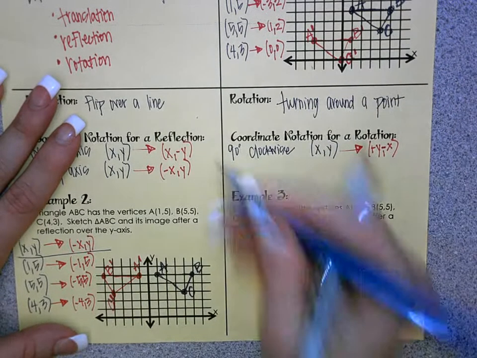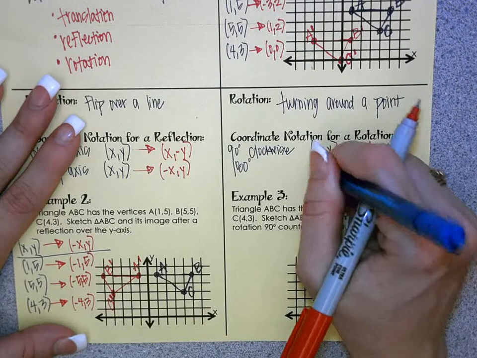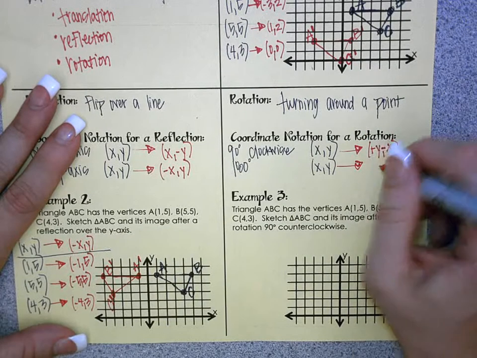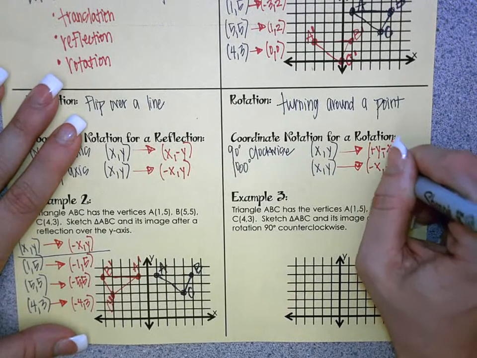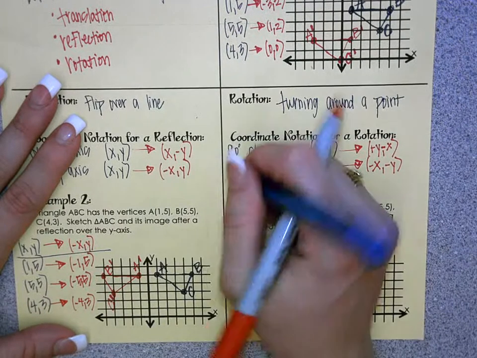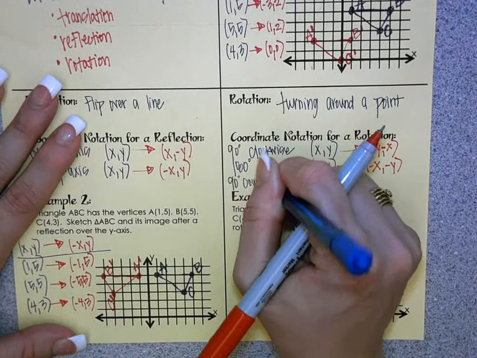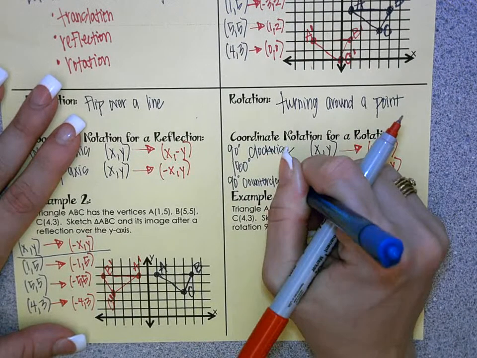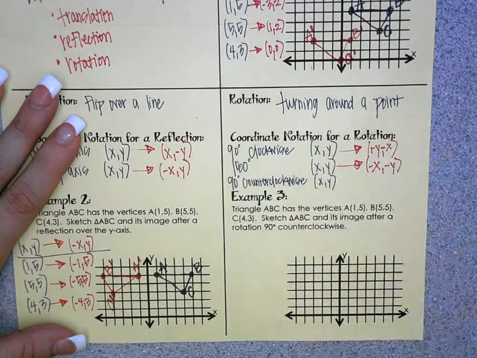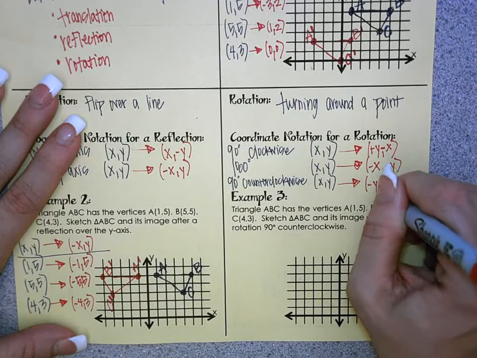The other way you might turn something around is 180 degrees. If you turn it 180 degrees, it goes from X, Y, and it will become negative X, negative Y. So both of them turn negative. And then the last way would be 90 degrees counterclockwise. In that case, you go from X, Y, and this is the one that becomes negative Y, positive X.